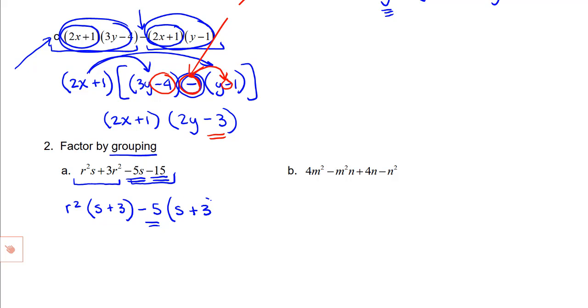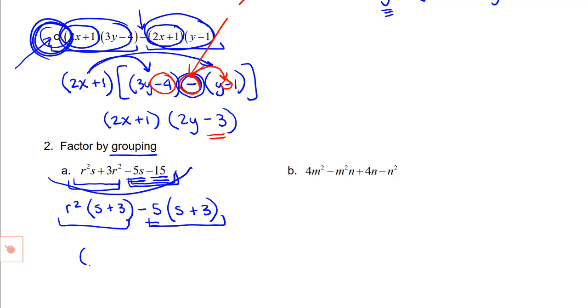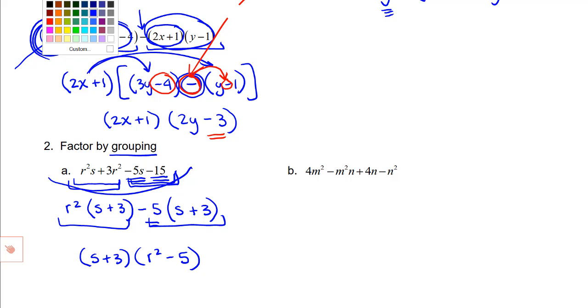Good. Now, it is no good to factor by grouping 2 by 2 and stop. At some point, you have to factor the whole thing collectively. But now we go back to what we did here. In these two groups of the whole problem, what's common? S plus 3, and what's left? R squared minus 5. Okay? And if you have time, here's what you should do. Check your answer. What do I get here?